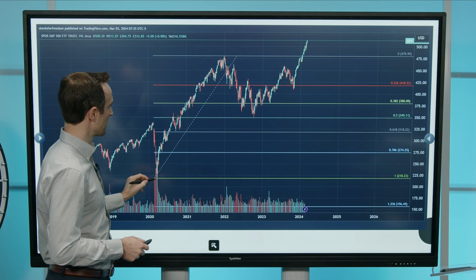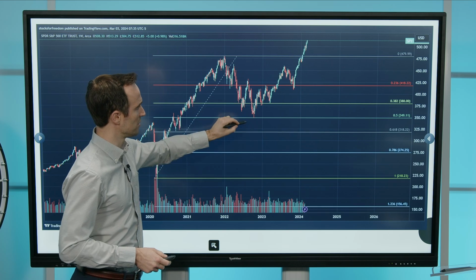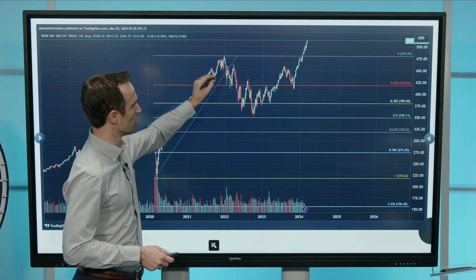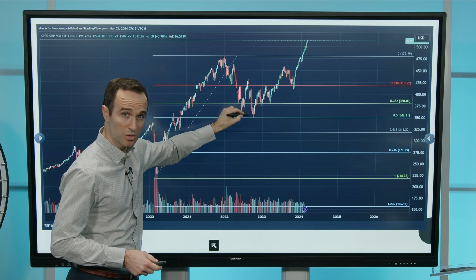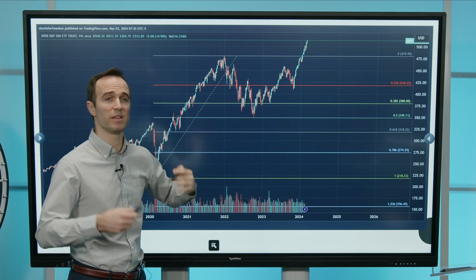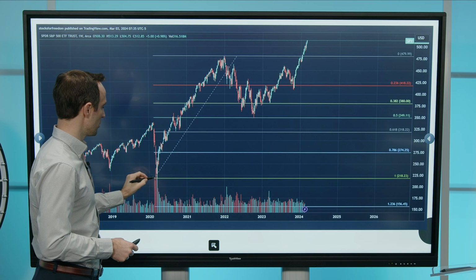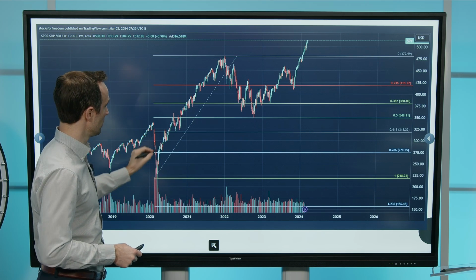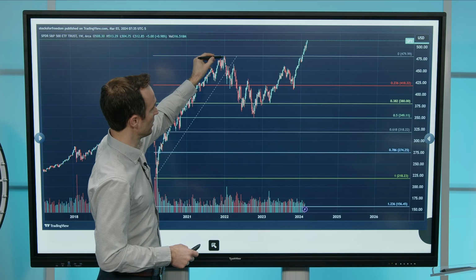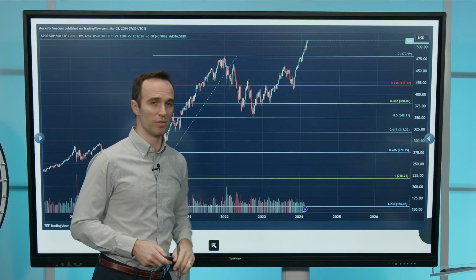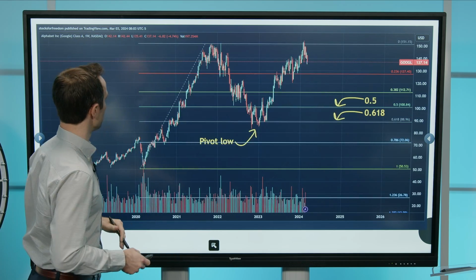So again, this was the same chart on the S&P 500 on the weekly chart. We're looking, where is this pivot low supposed to be? Where is it going to be based on the Fibonacci level? So you take your Fibonacci retracement tool, you start here, you go to the top, and that gives you your level. Let's go on to a couple examples here.